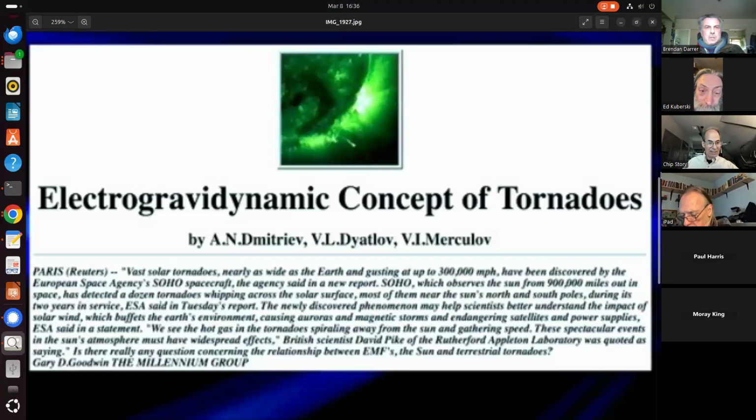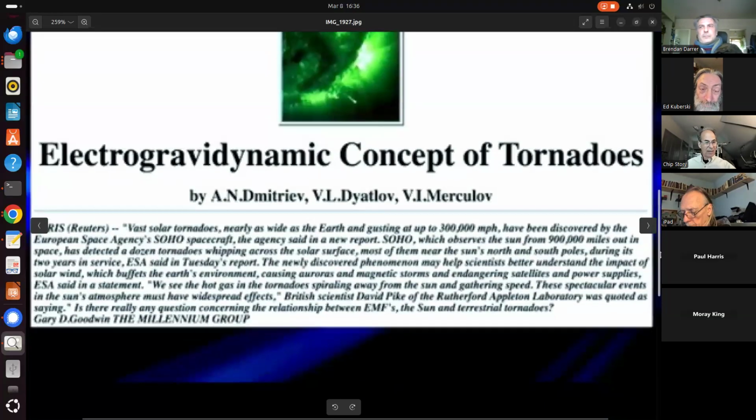We see the hot gas in the tornado spiraling away from the sun and gathering speed. These spectacular events in the sun's atmosphere must have widespread effects. Quote, British scientist David Pike from the Rutherford Appleton Laboratory is quoted saying, that's his quote, is there really any question concerning the relationship between EMFs, the sun, and terrestrial tornadoes?